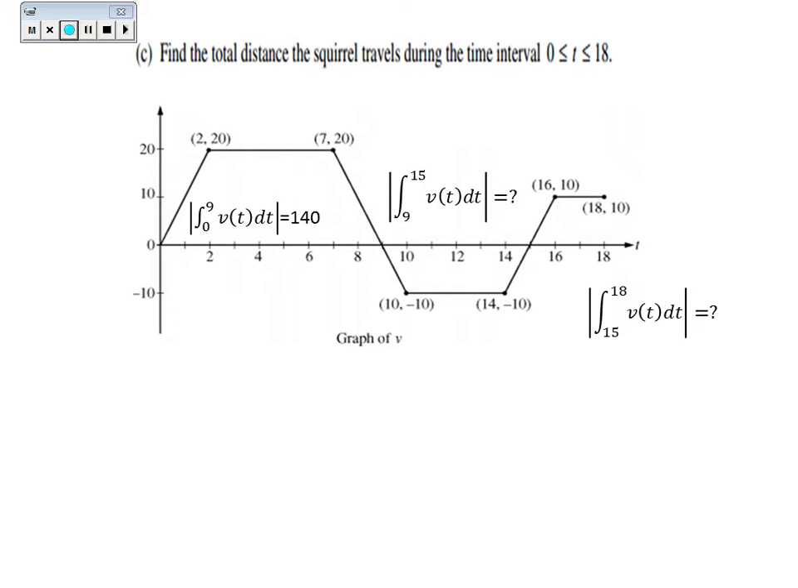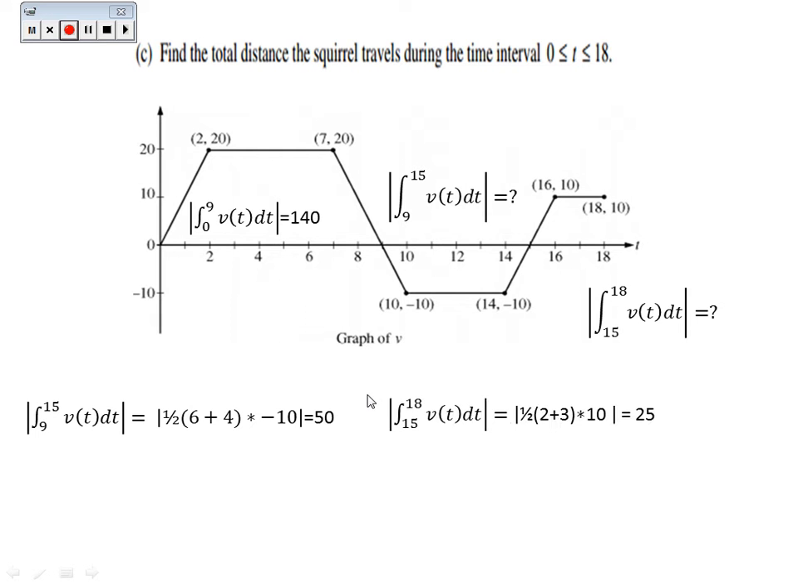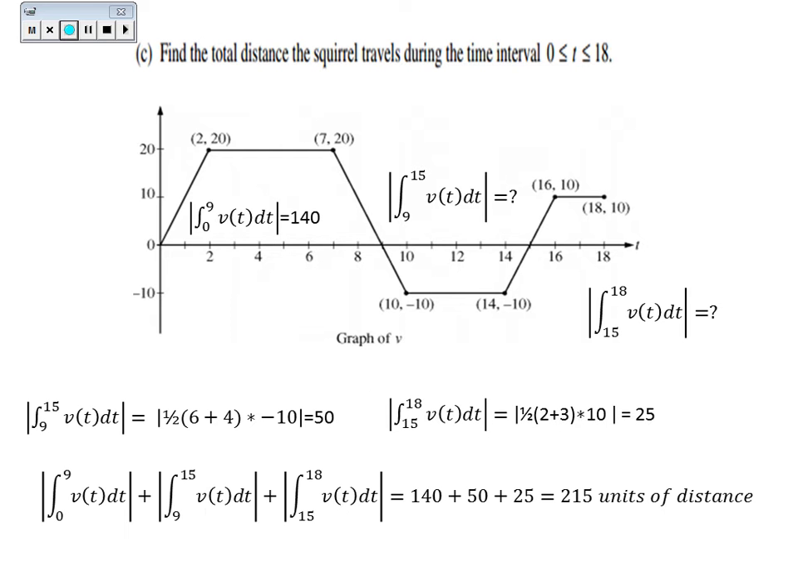Now we can find the areas of these trapezoids the same way we found the area of this trapezoid right here, and that'll be 54 from 9 to 15, and that'll be 25 from 15 to 18. And then to find the total distance traveled, you would add up all the integrals from 0 to 18, and that'll give you 215 units of distance. So the total distance traveled would be 215 units of distance. Now again, let's not confuse this with the position of the squirrel. The squirrel would have traveled a total amount of 215 units and not be at a position 215.